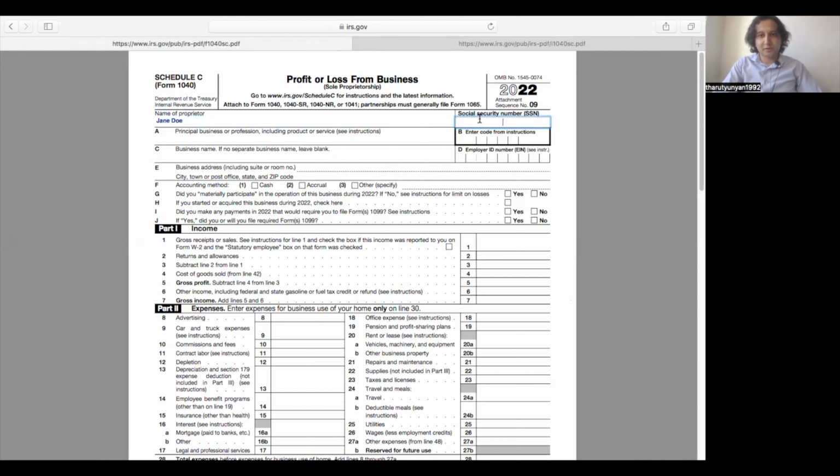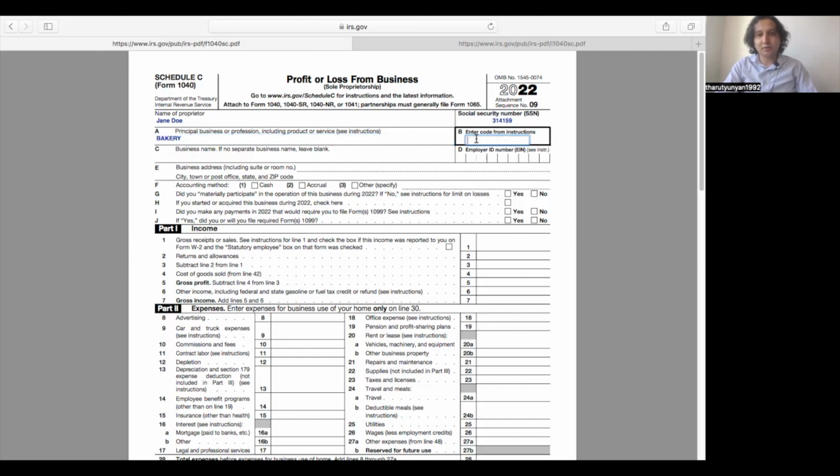We'll put the client's social security number. Let's say it's the PI number, etc., etc. Now, A, principal business or profession, including product or service. So you don't have to be precise. Just, to the best of your knowledge, you can use bakery.